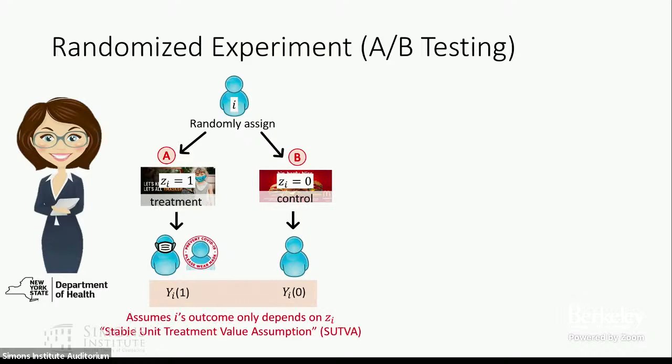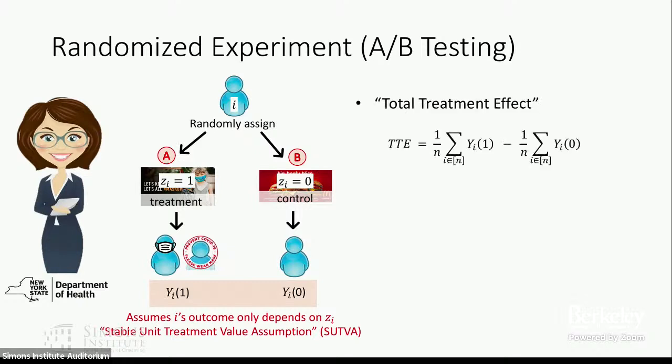And a critical assumption that I already made in the notation here is that I've assumed the outcome only depends on the individual's own treatment, which is called the stable unit treatment value assumption. I've already made that assumption even in the notation, the fact that this potential outcome is only a function of the individual's treatment. So under this case, the total treatment effect would be the same as the difference between these two quantities: the average over all outcomes if everyone was treated, minus the average over all outcomes if everyone was not treated.